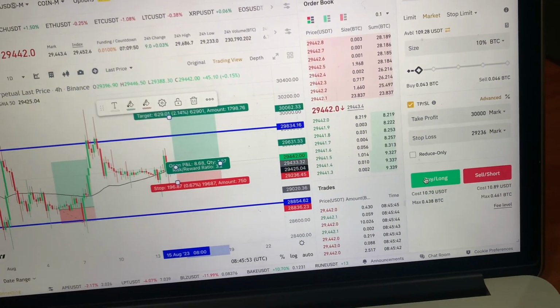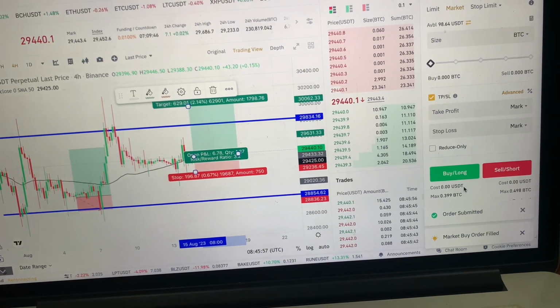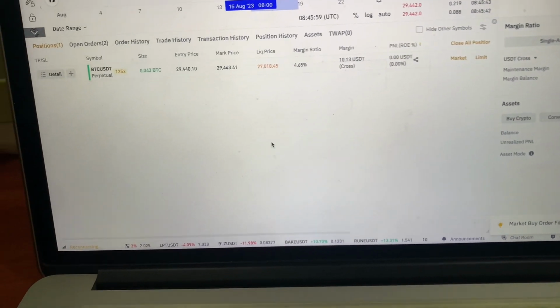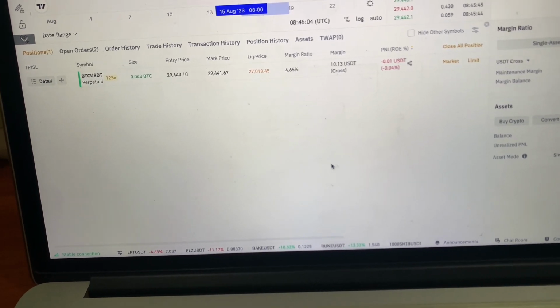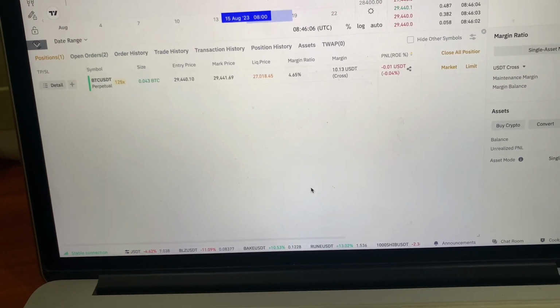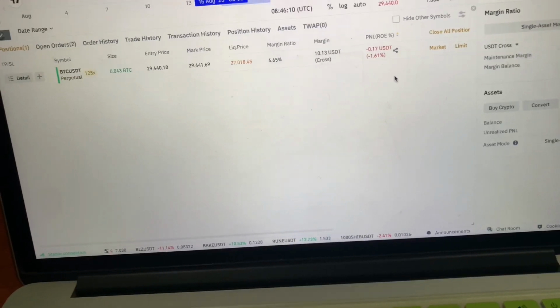Then we go for a buy position, that's buy/long. So we have just entered an order with BTC USDT. You can see it here. For us to know how much we are currently going to make on the trade, I'll show it on my smartphone for you guys. This is where we see how much we are going to make.